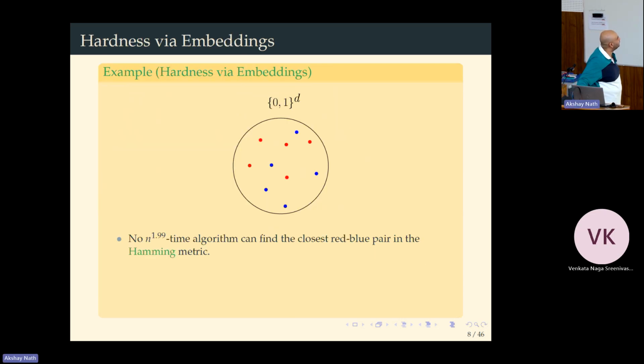Just to give you an example, think of this red-blue closest pair problem. You have a bunch of red points and blue points in {0,1}^d. Assuming some fine-grained complexity assumptions, you can show that the best thing you can do is to check every possible red-blue pair. And so you can claim that in the Hamming metric, there is no n^1.99 time algorithm for n points.